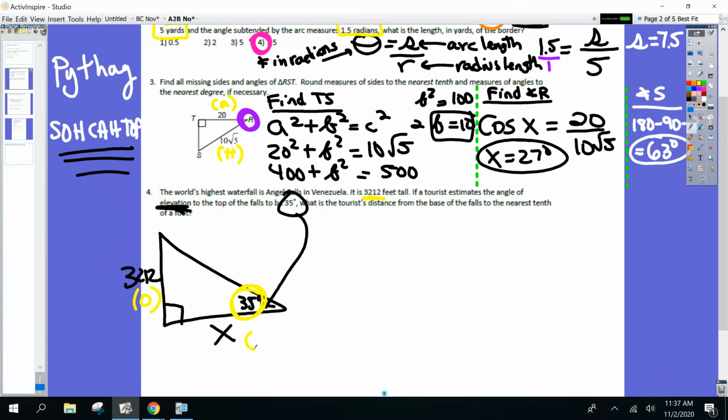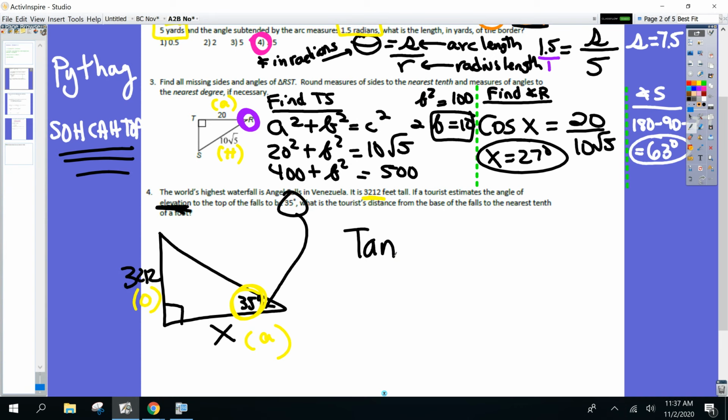And what about the x? Oh, the x, that would be the adjacent. Good. So I have O and A, everybody now. O and A. Which leads me to tangent.